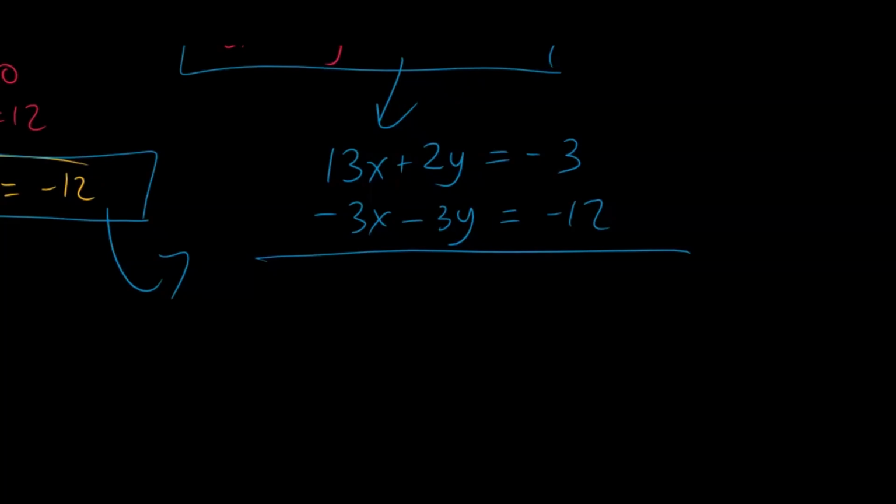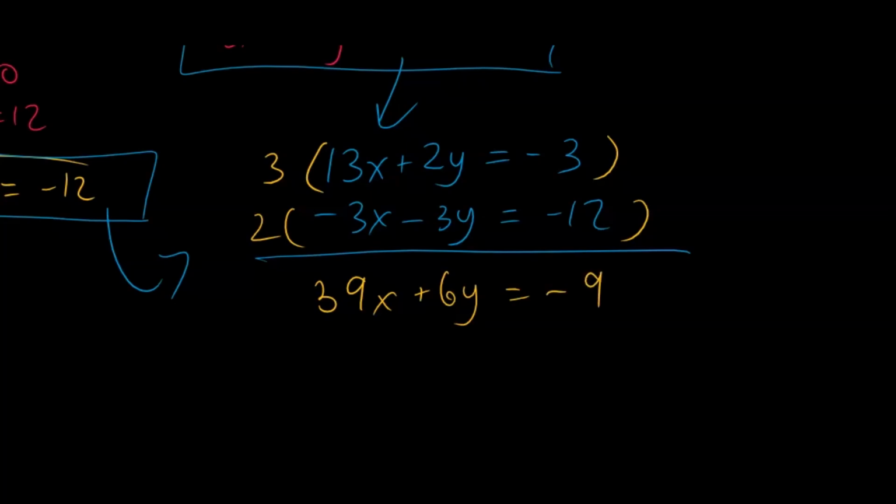And we can see here that we will have to scale it up in order to do so. So 2 and 3, common factor of 6. So I can scale the top by 3, scale the bottom by 2. And that gets us 3 times 13x is 39x. And then 3 times 2y is 6y. And then -3 times 3 is just -9.